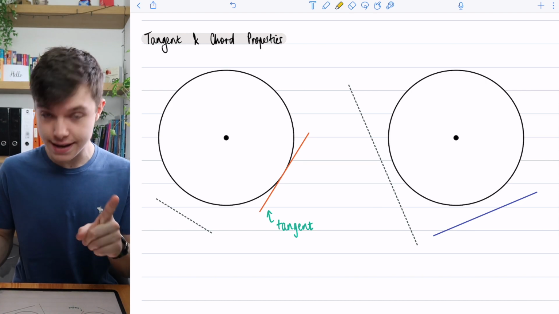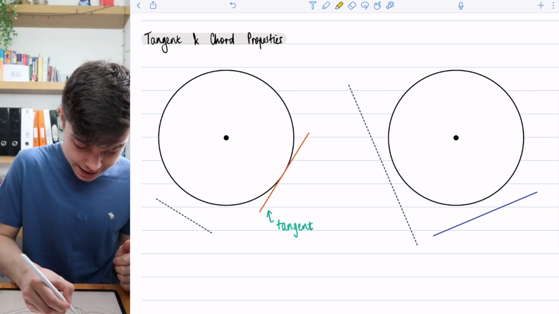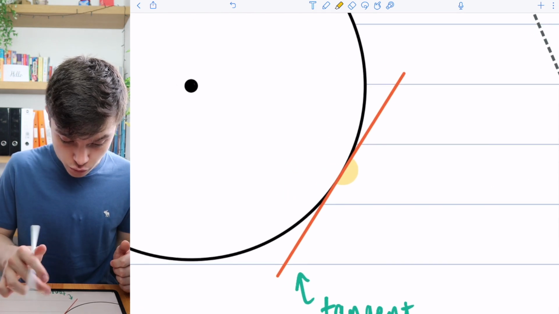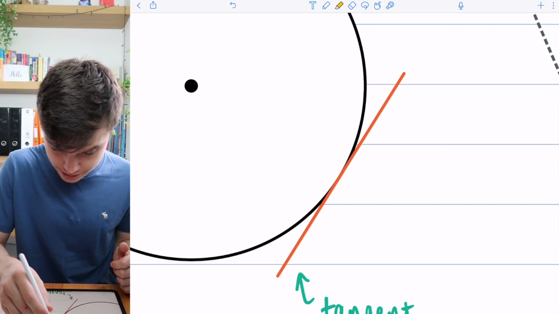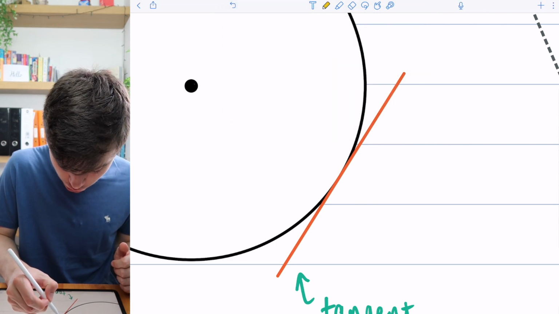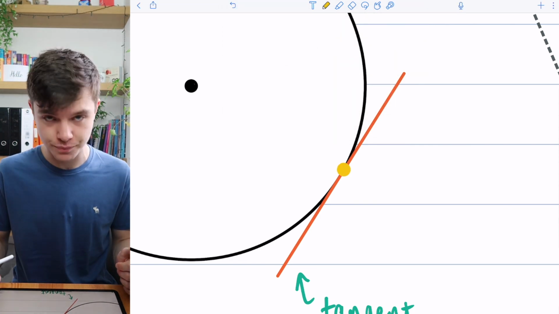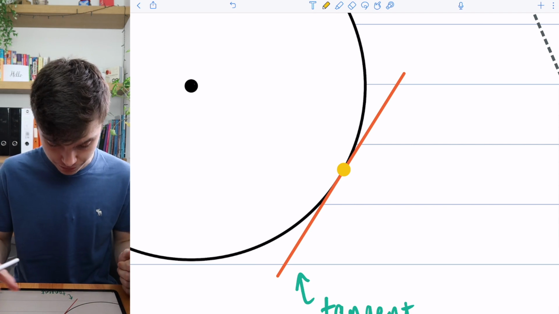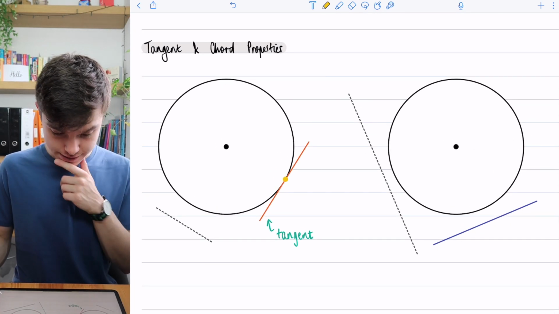The reason it is a tangent is because it intersects the circle at just one point, and I'll do it in a pen. It intersects the circle about there, just one point. So that's what a tangent is.